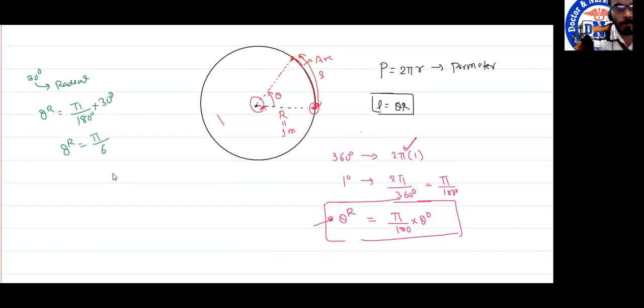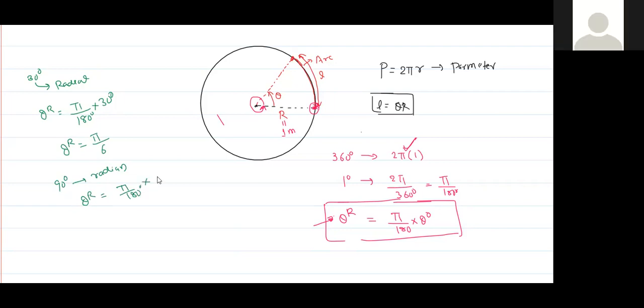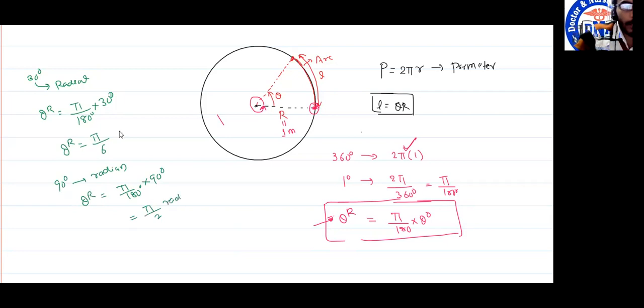Very simple. Okay, suppose you have an angle of 90 degrees and you want to convert it into radians. So theta in radian is equal to pi by 180 into 90. So this is pi by 2 radian. Correct?